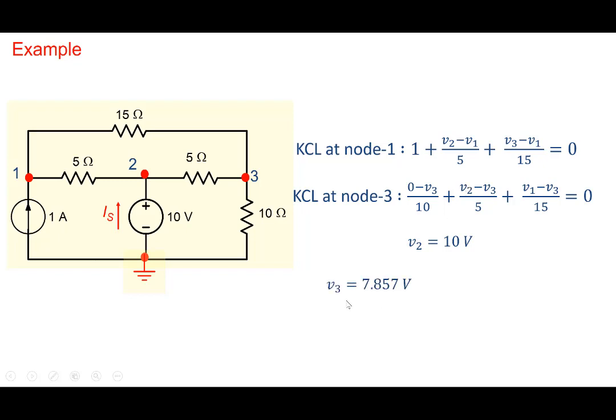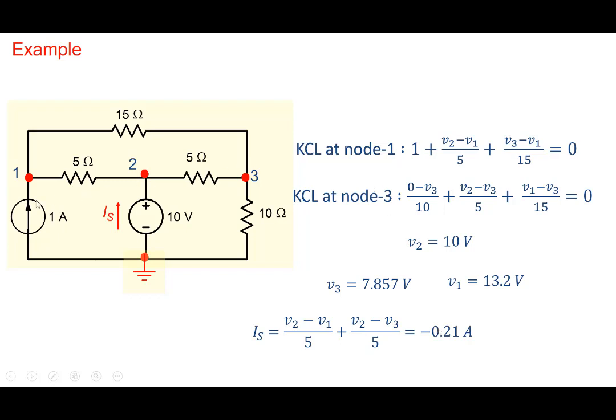I'm not going to go through the algebra here. V3 equals 7.857 and V1 is 13.2. So we get these two values, and V2 we already know. If our interest is in finding IS, then if you write KCL at node 2, IS will be equal to the current going left and the current going right, the sum of those two currents. So (V2 minus V1) by 5 and (V2 minus V3) by 5. We sum them up and we get minus 0.21 ampere here.